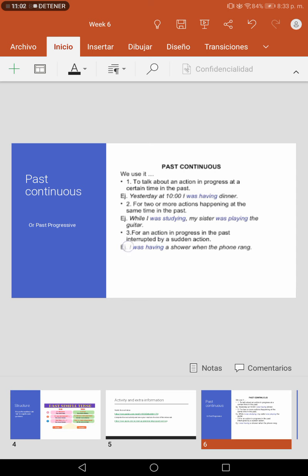Now, the third use is for actions in progress in the past interrupted by a sudden action. Para hablar de acciones que fueron interrumpidas por otra acción en el pasado. For example, I was having a shower, yo me estaba bañando, when the phone rang, cuando el teléfono sonó. ¿Qué es la acción que estaba en progreso? I was having a shower, me estaba bañando. ¿Y qué fue lo que la interrumpió? When the phone rang, cuando el teléfono sonó. Esa es la acción que interrumpió la primera acción que estaba en progreso.